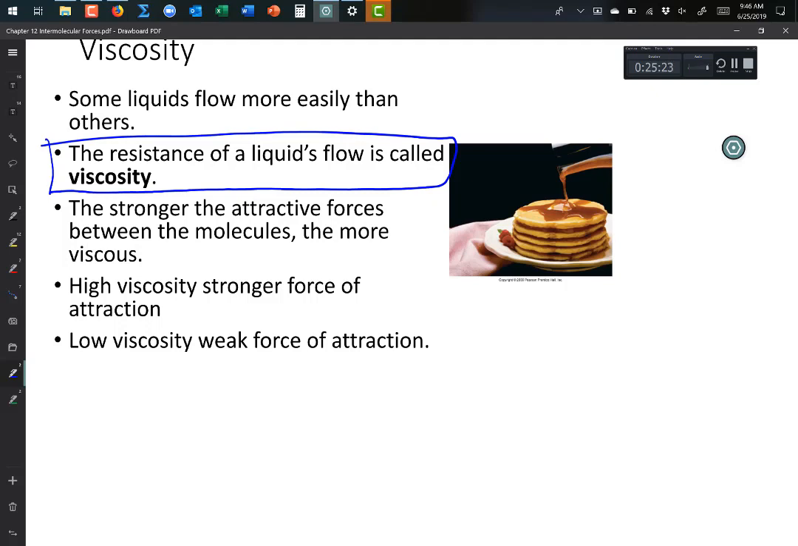Viscous. Viscosity is resistance to flow. A lot of people think of it as thickness, and that's still true: how thick the liquid is. So pancake syrup, we would say, is a very thick liquid. Now, side note, how do you make it less viscous?